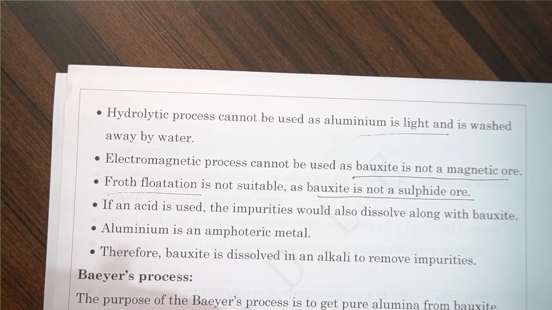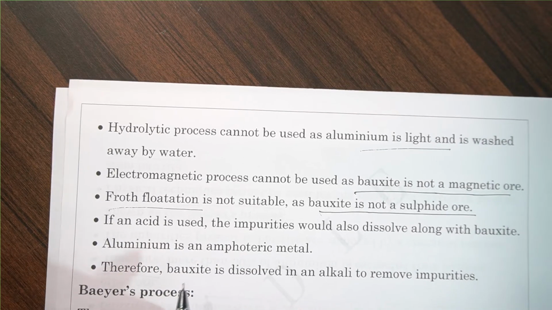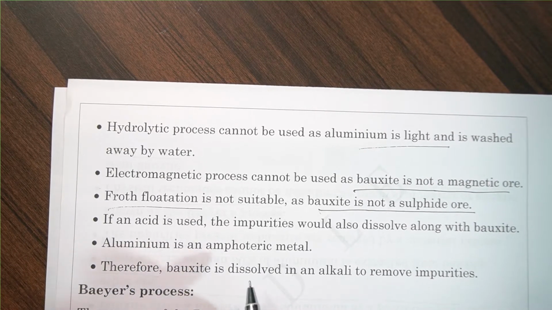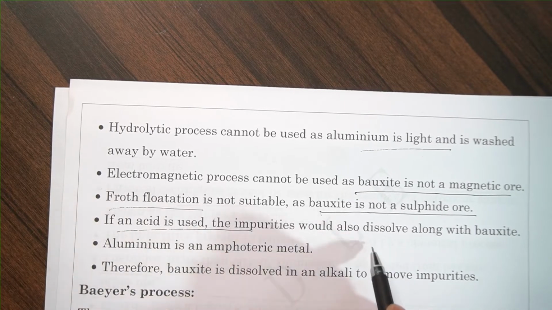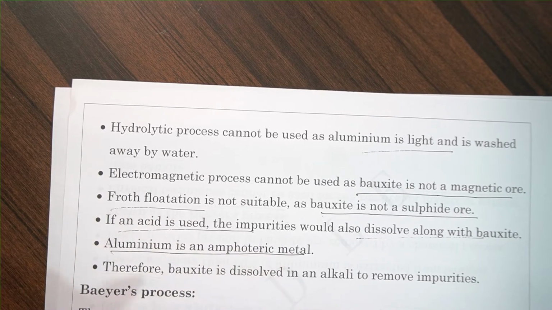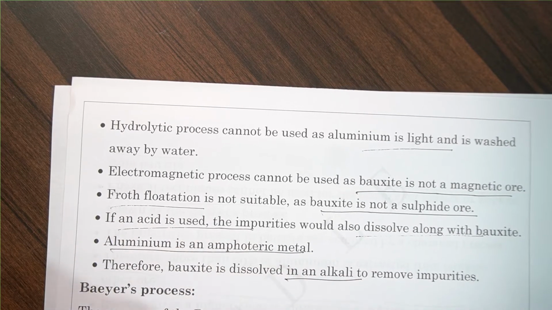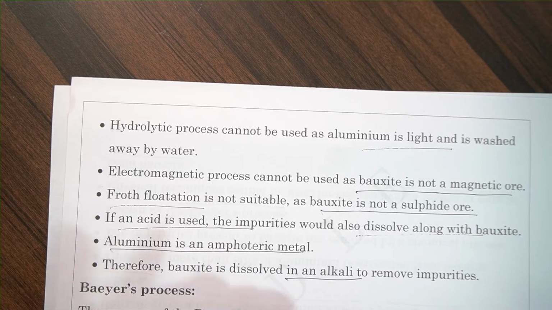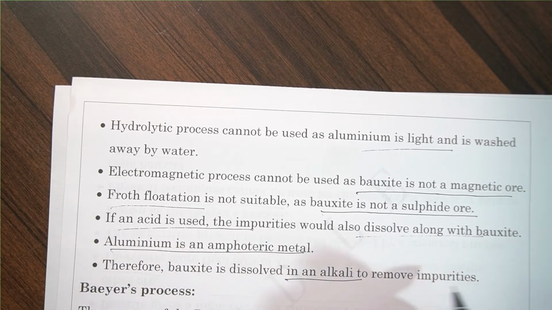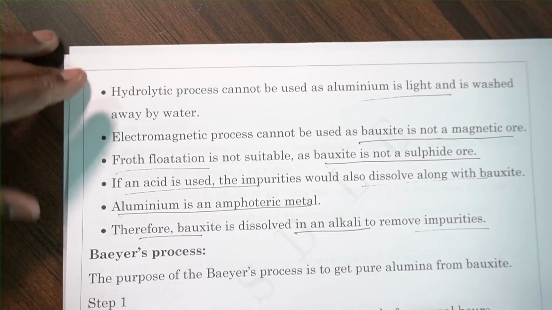Now the next thing is, if you try to dissolve the impurities in aluminium using an acid, what will happen? Aluminium will dissolve, impurities will also dissolve. So an acid cannot be used to separate. But aluminium is an amphoteric metal. So if you use an alkali, what happens? The aluminium compound will dissolve, impurities will not dissolve. So you can filter and separate them out. This is the principle used in Bayer's process.